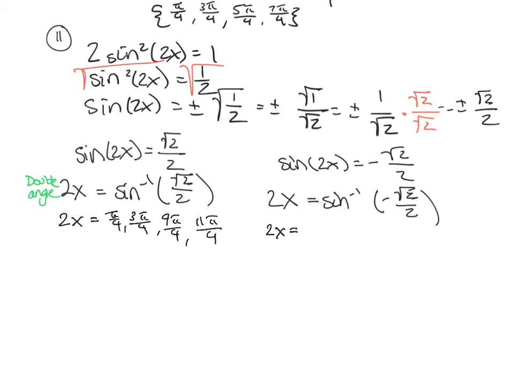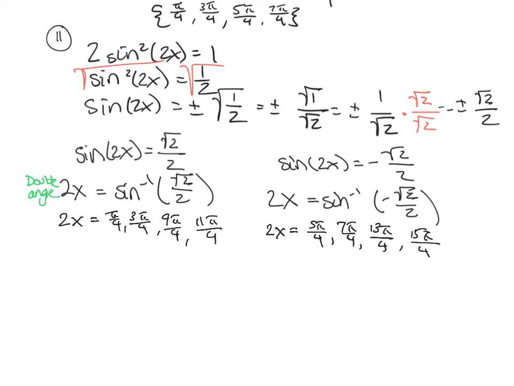I'm going to do the exact same thing for the negative side. So 2x is equal to 5 pi over 4 and 7 pi over 4, but you're also going to get 13 pi over 4 as well as 15 pi over 4. So this is where you get your 8 answers. But we're not done yet.